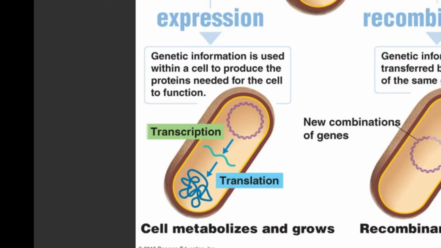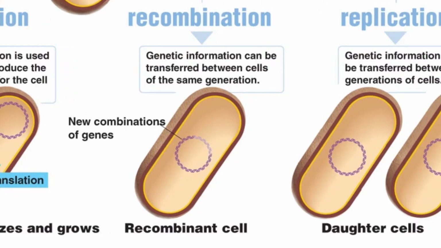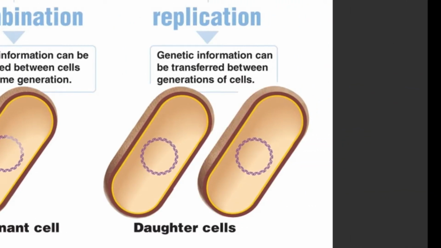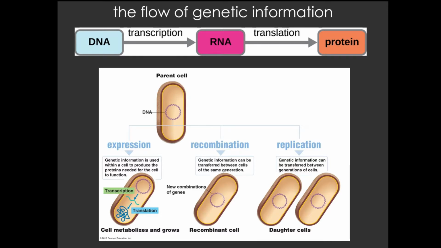We're also going to talk about a phenomenon called genetic recombination, where microbial cells can share information with one another. And then we'll talk just a little bit about DNA replication, because DNA replication really is so similar between eukaryotes and prokaryotes. We're not going to spend a lot of time talking about that topic. We're going to primarily focus on gene expression and recombination.